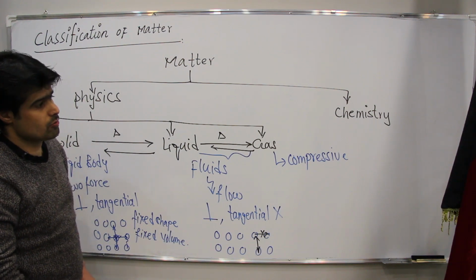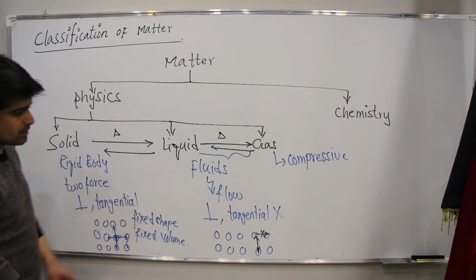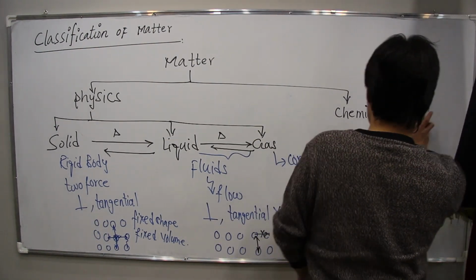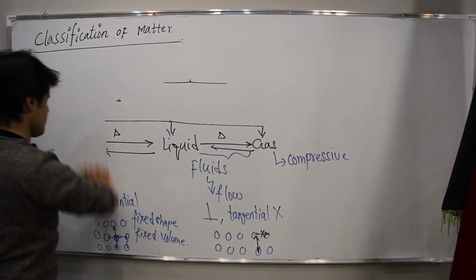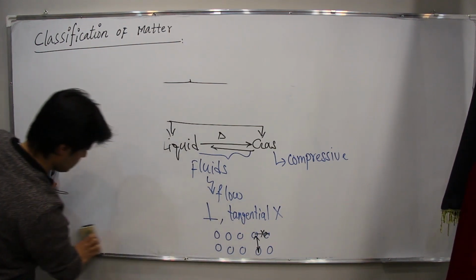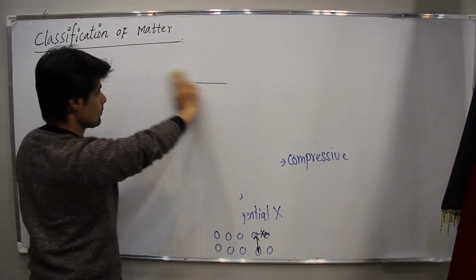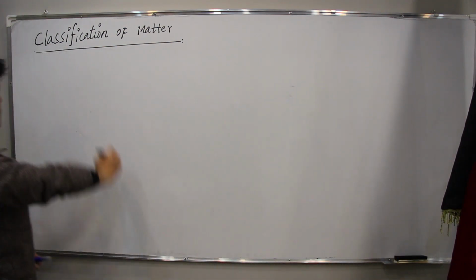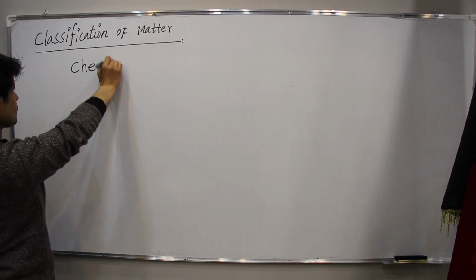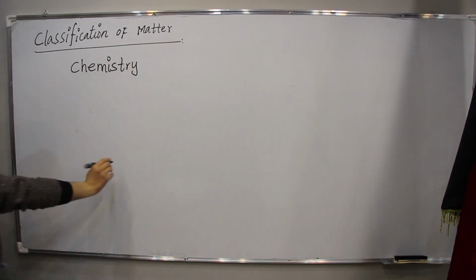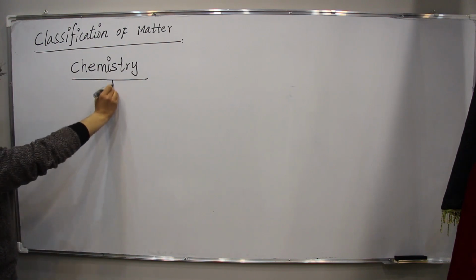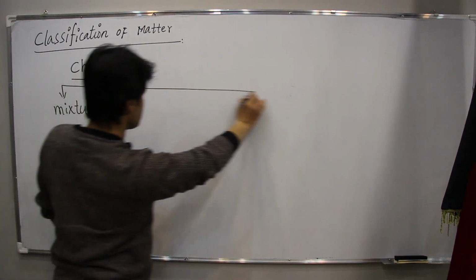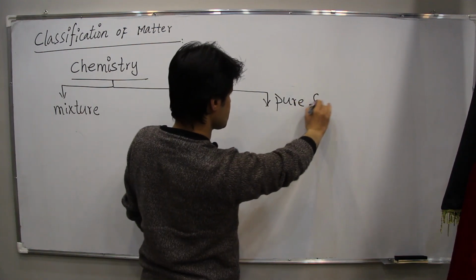Now, according to chemistry, what are the parts? Write it down, we will come again. Finished? According to chemistry, matter is divided into two parts. First, it is mixture, and second, it is pure substance.